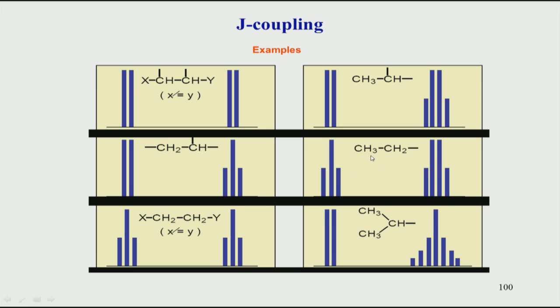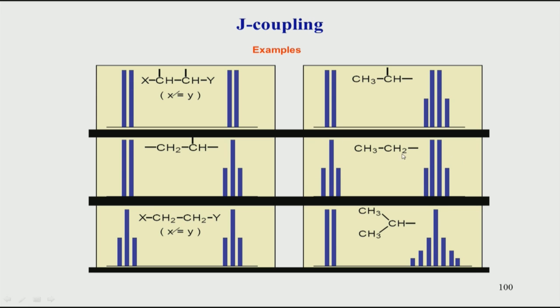Now, consider this CH3 CH2. Here the CH3, which is on the left side, gets split into 3 peaks because of the 2 hydrogens. That means all the 3 hydrogens, which are one entity, one unit because of chemical equivalence, now get split into a triplet because of the 2 hydrogens they are coupled to. This is what is on the left side.